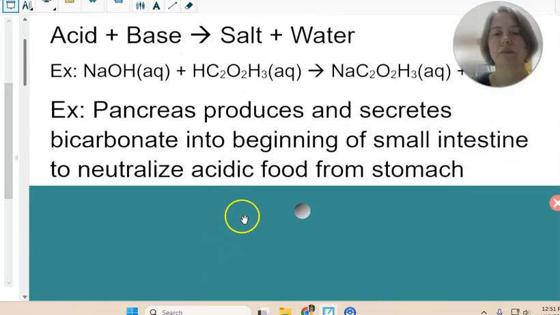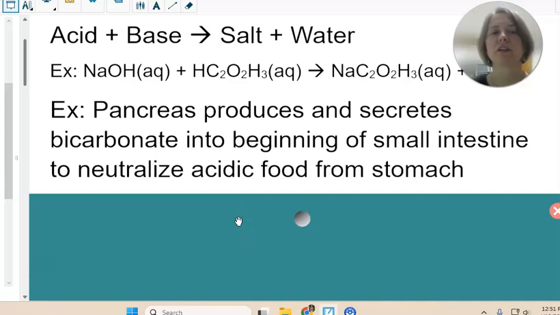Okay, another example is your pancreas produces and secretes bicarbonate into the beginning of the small intestine to neutralize the acidic food coming from your stomach. So we know our stomach has a lot of stomach acid in it, and if you were to put that into your small intestine, it would kind of eat away a hole into your small intestine. So you have to neutralize that before it goes through the rest of your digestive system, and your pancreas actually produces bicarbonate, so like baking soda, basically. And that happens to neutralize it.